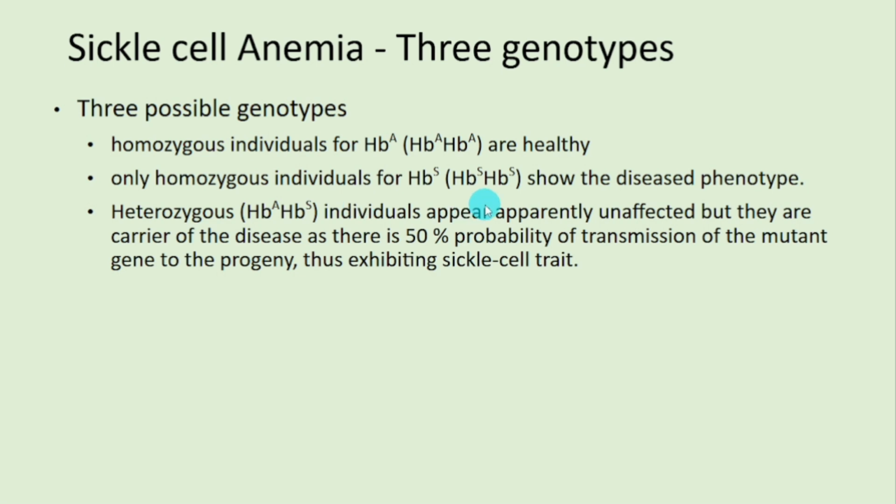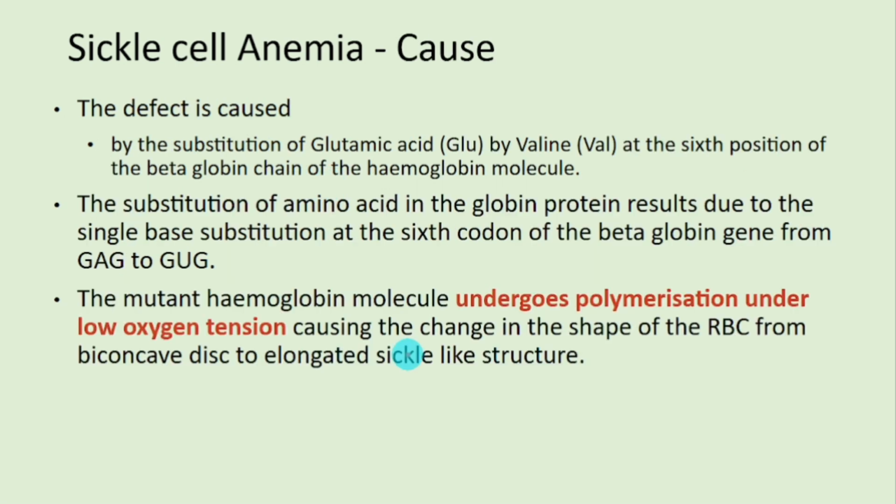And when you have a heterozygous condition, one HbA and the other HbS, these individuals apparently are unaffected, but they are carriers of the disease, as there is a 50% probability of transmission of the mutant gene to the progeny. Homozygous condition is called sickle cell disease, and this heterozygous condition is called sickle cell trait. Keep this in mind. So see, everything in this slide is important.